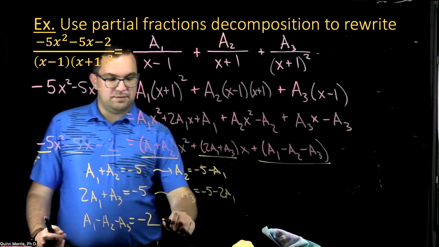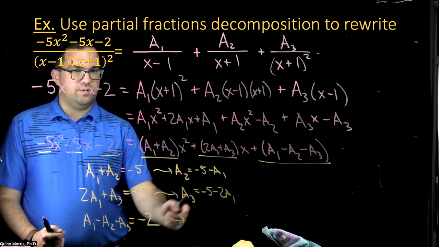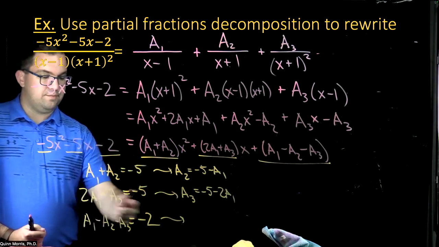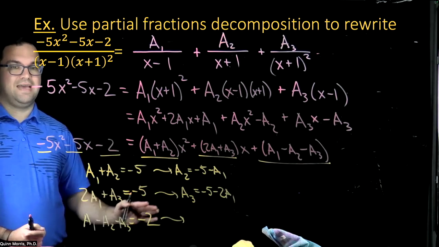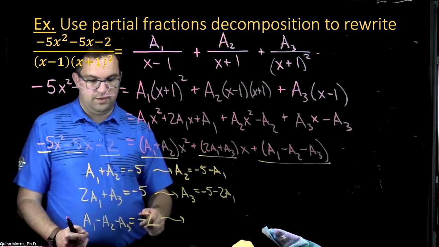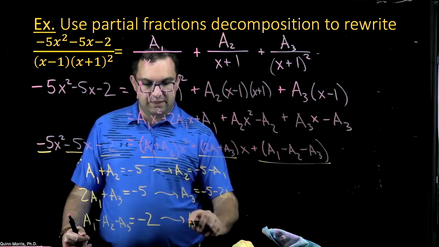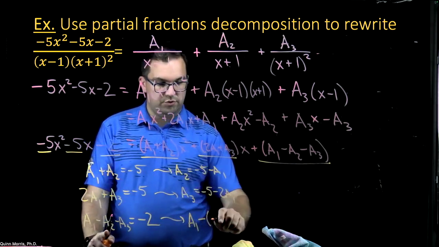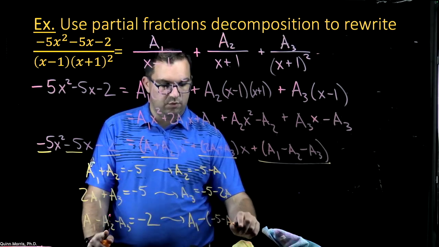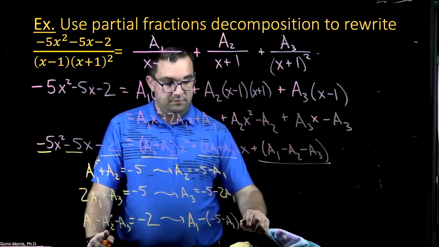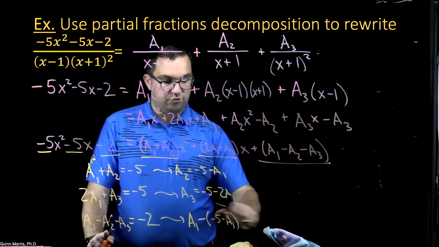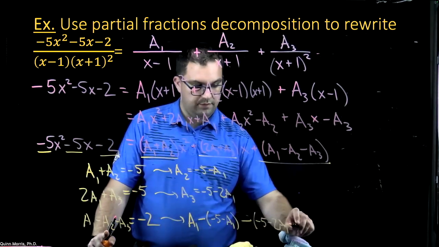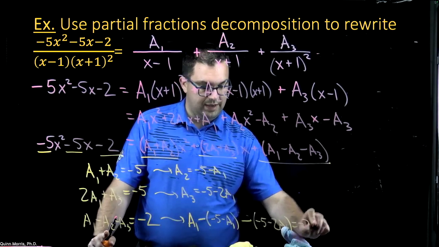And now what I'm going to do is take those values of a2 and a3 and plug them into this last equation, which will give me an equation that's only in terms of a1 now so that I can find a1. Okay, so that will give me that a1 minus a2. Well, my a2 is -5 minus a1, minus a3, my a3 is -5 minus 2a1. That ought to be equal to negative 2.